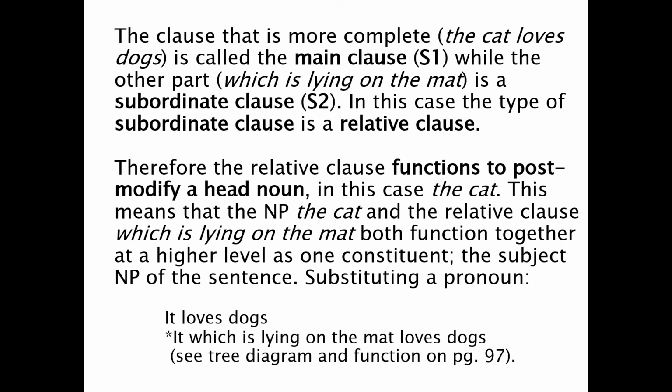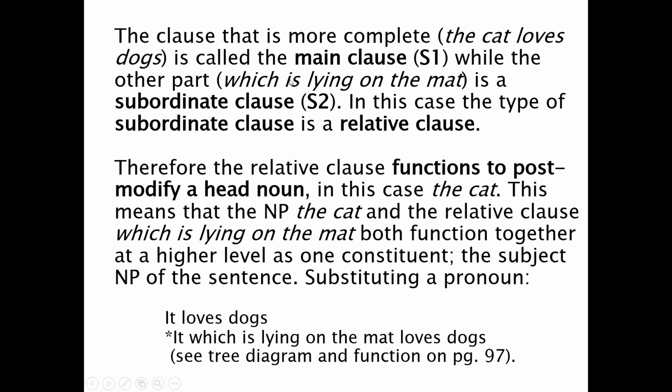The clause that is more complete, okay, the cat loves dogs, is called the main clause. So the cat loves dogs. This is sentence number one. If you remember, when we focused on complex sentences, we have a clause within a clause within a clause and so on. And we call this recursive rules. Recursive rules, if you remember, in syntax number one.